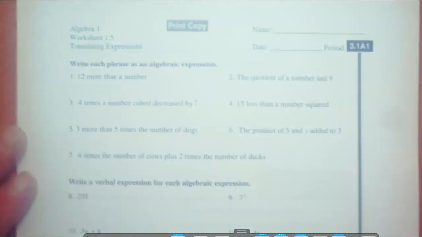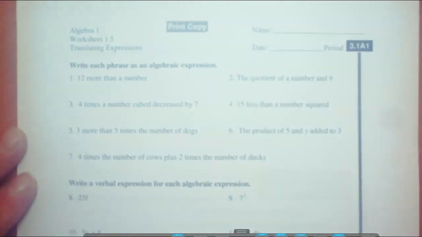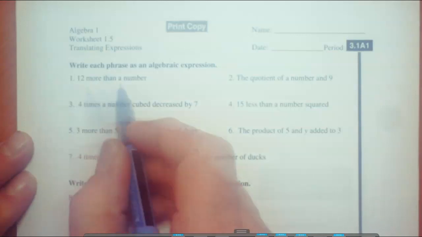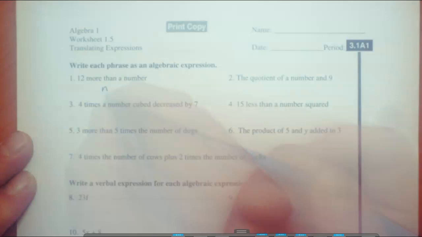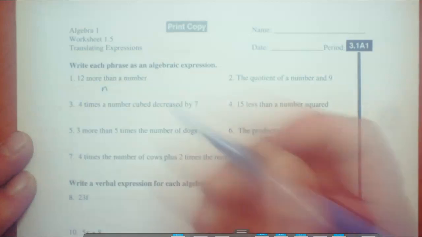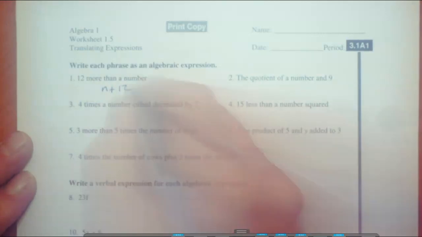Hello, this is a tutorial on 3.1A1. We're going to be writing some algebraic expressions. So if we want 12 more than a number, we have to think that, well, first we have this number, and we'll just use n. Now if you have 12 more than that, it's going to be plus 12.